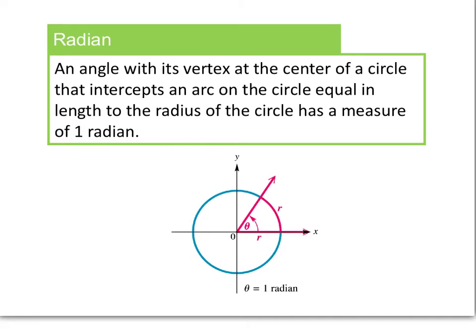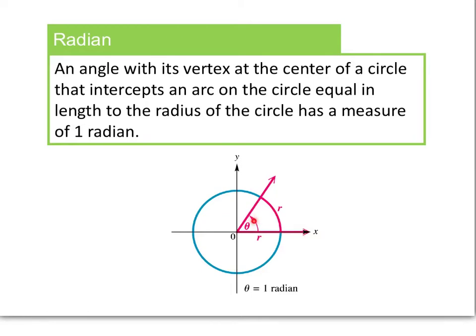Chapter 6 starts with this idea of radian measure. Radian is another way of measuring angles. The way that you measure a radian is that you put a circle on the coordinate plane with its center at the origin. Then you align an angle in standard position so the initial side is along the x-axis.